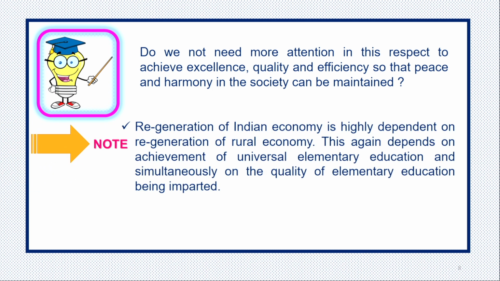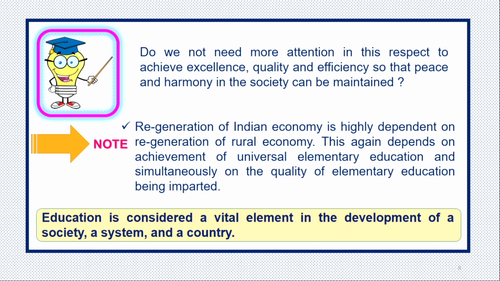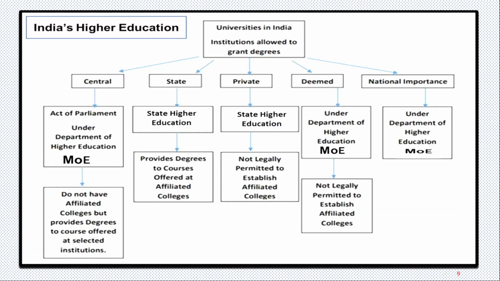We can note that regeneration of the Indian economy is highly dependent on regeneration of the rural economy. This again depends on achievement of universal elementary education and simultaneously on the quality of elementary education that is being imparted. So, education is considered a vital element in the development of a society, a system as well as a country. Now, if we look at the higher education system, you can see the picture where in India universities or higher education institutes can be divided into these 5 divisions.